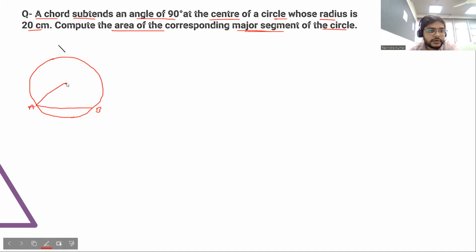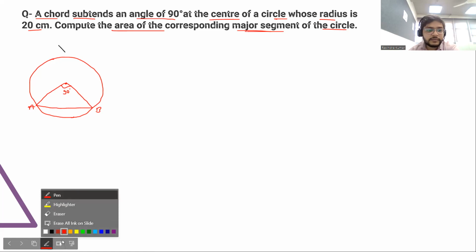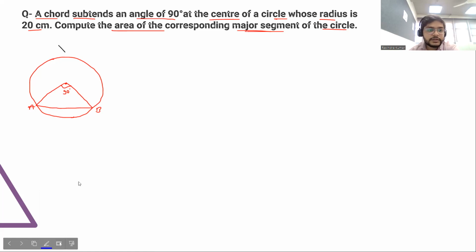So it looks something like this. It is nothing but a perpendicular, or 90 degrees. Okay, so you know that a segment is formed by the chord. So this is the chord, and this is the minor segment, and all the rest is the major segment. Okay. So let's calculate the area of which one?